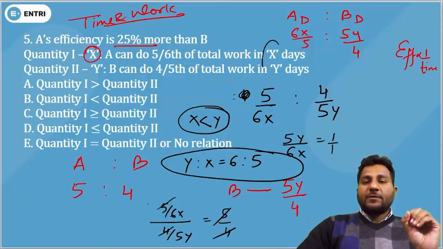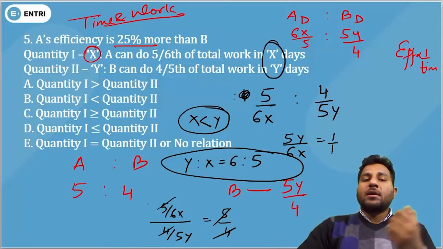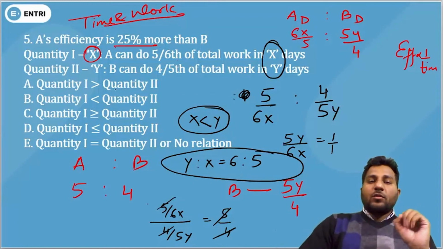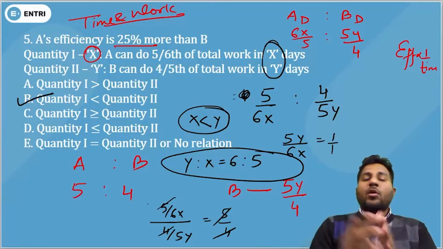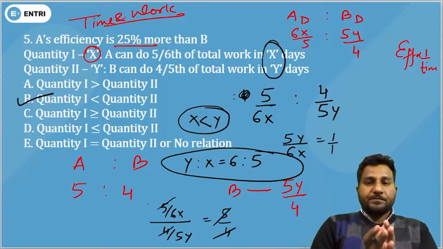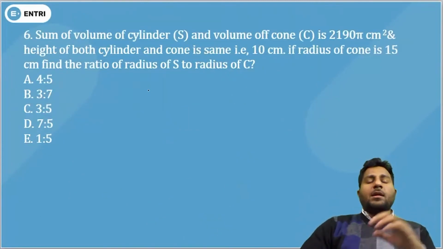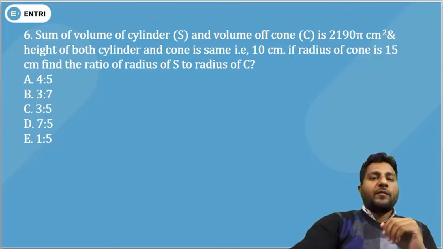Okay, because x and y are nothing but number of days, so quantity 1 must be smaller than quantity 2. Got it? Let's move on. Let's solve this question in a fruitful manner.